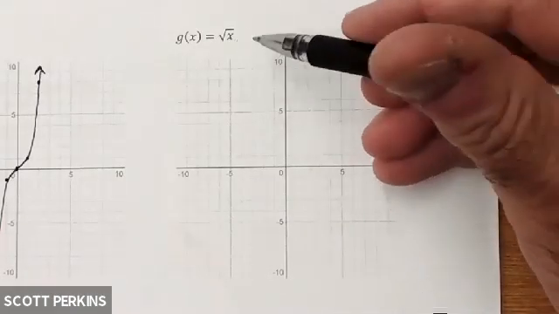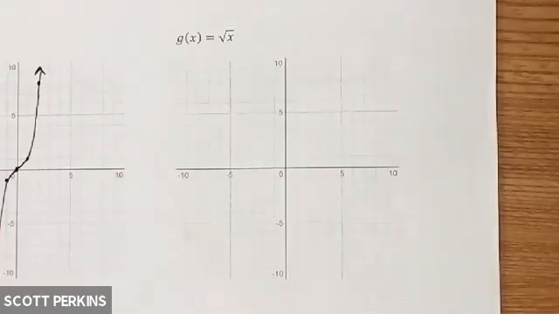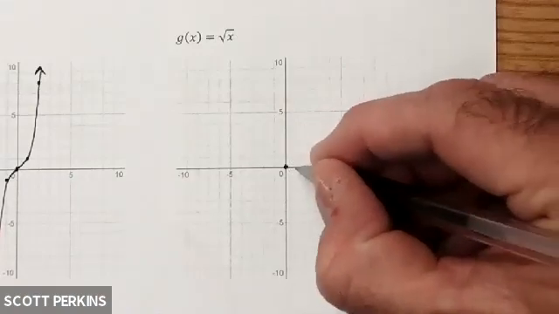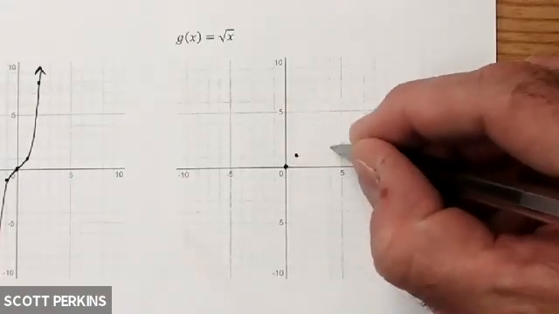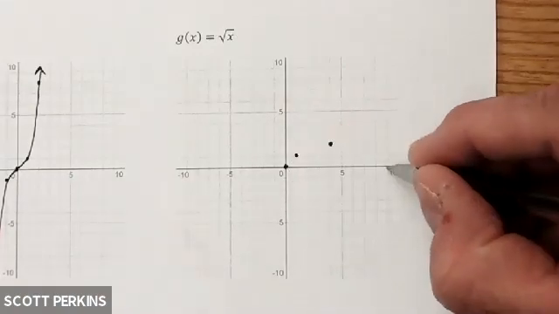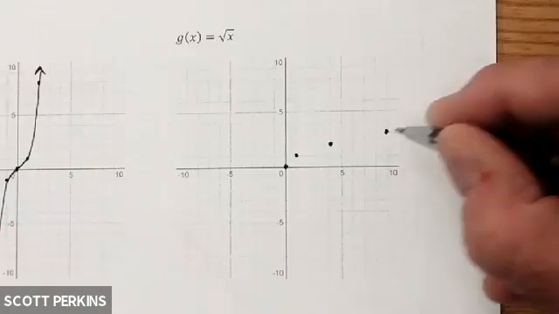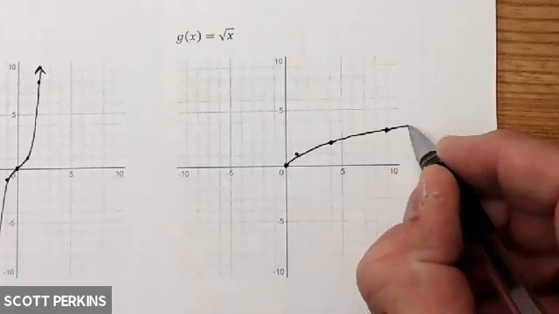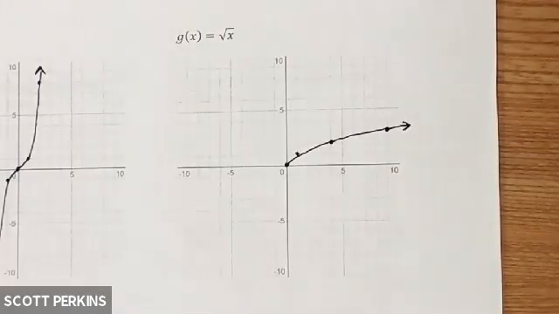So I'm just going to pick inputs that are easy to take the square root of without getting decimals or simplifying. So the square root of 0 is 0. The square root of 1 is 1. The square root of 4 is 2. And finally, the square root of 9 ends up being 3. And those are my graphs. And this is a parabola that's been cut in half, and it's on its side.